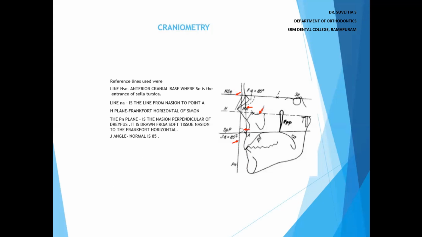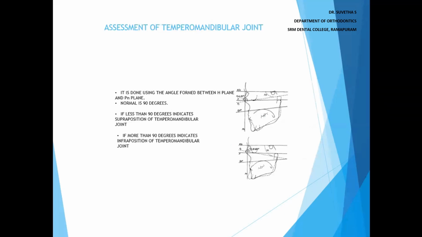The fifth reference plane or the angle is the J angle. The normal inclination between the N perpendicular and the SPP plane is the J angle, and the J angle should be 85 degrees. The next reference is the F angle. The F angle is the angle between the NSE plane and the NA plane. So the angle is 85 degrees, similar to the J angle. So the SPP plane forms an angle of 5 degrees with the NSE plane. So this is the normal feature of a normal skull.